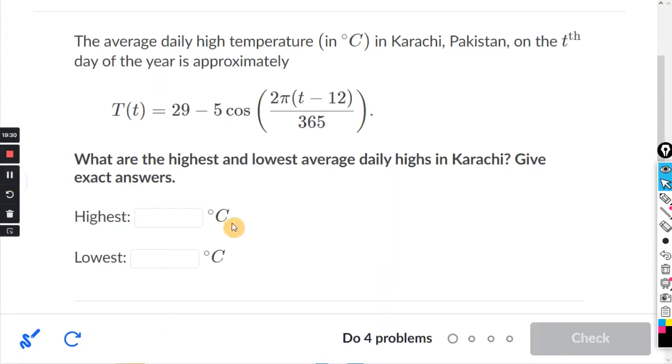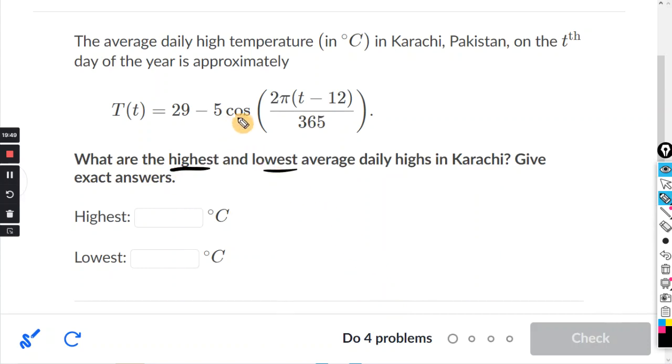All right, one more. I had to look for this one. The average daily temp in Celsius in Karachi, Pakistan on the 10th day of the year is modeled by this function. What are the highest and lowest daily highs in Karachi? All right, so we're looking for the highest and lowest.